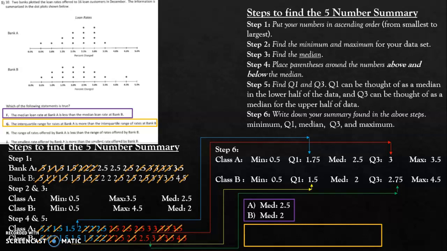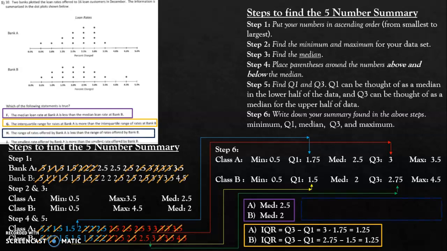Next one says the IQR for A is more than B. So is A more than B? Nope, that's incorrect as well because they're the same. Go on to H. It says the range, so that's the minimum taken away from the maximum. It says that A has to be less than B. So A is less than B, so that one's true. So we can now see that H is true.